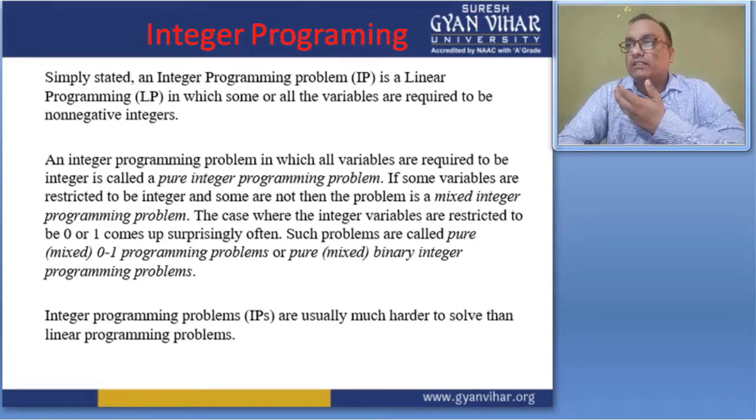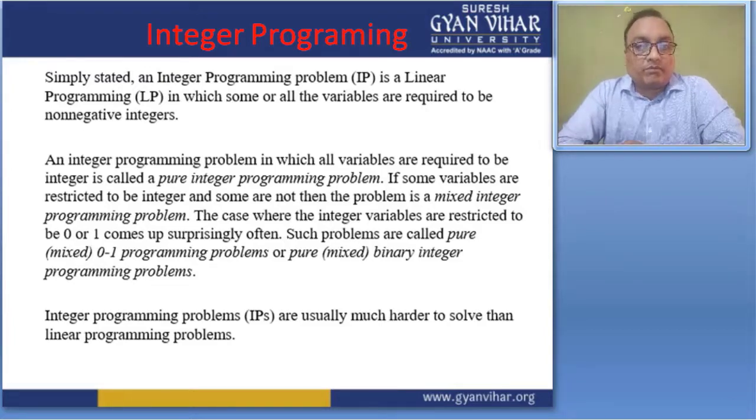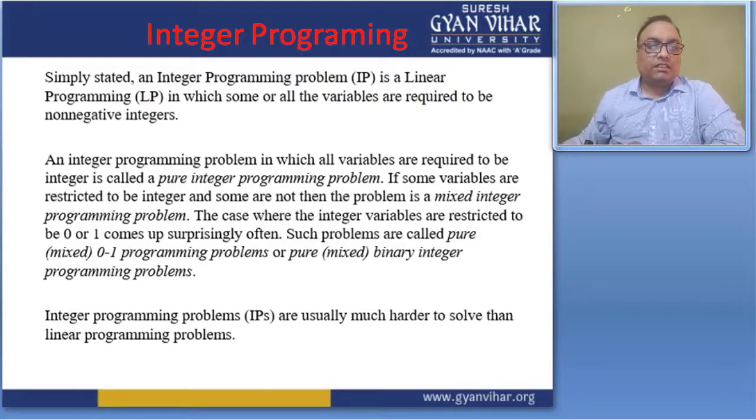Integer programming problems, IPs, are usually much harder to solve than linear programming problems. In the graphical method we used only two variables, so it is very easy to solve. But in this type of problem only integers are used, and the variables number more than two, so the problem is very complex, right?